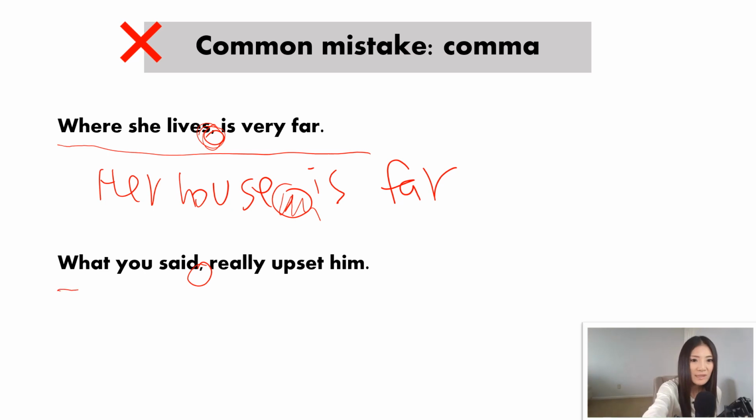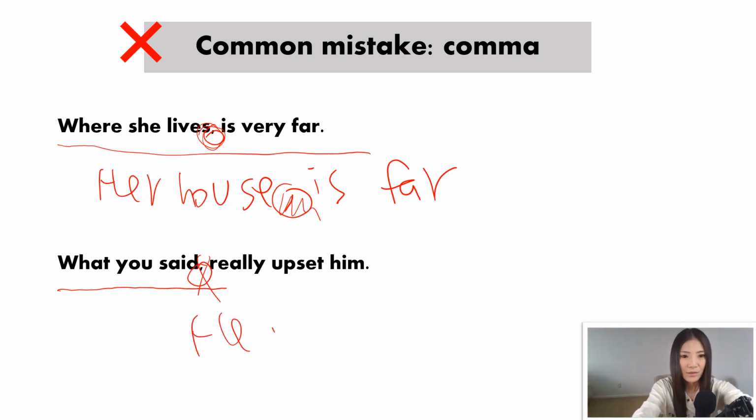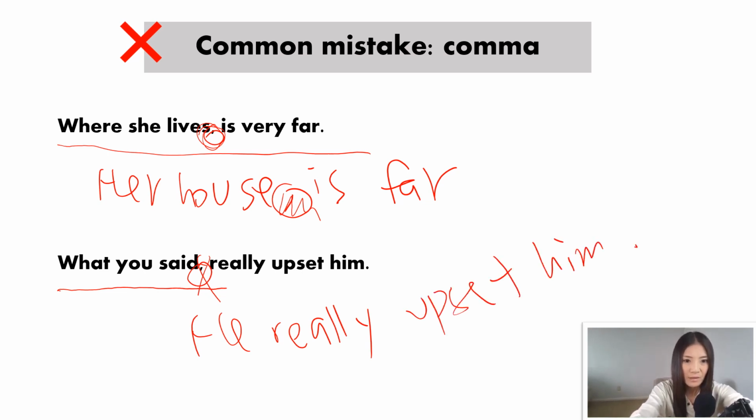This whole thing is the subject, right? So again, we're not going to have a comma here. If I say, he really upset him, I can't have a comma there either, right? I cannot say he, comma, really upset him. Again, it's the same sentence structure and we're not going to have a comma between that subject and verb.